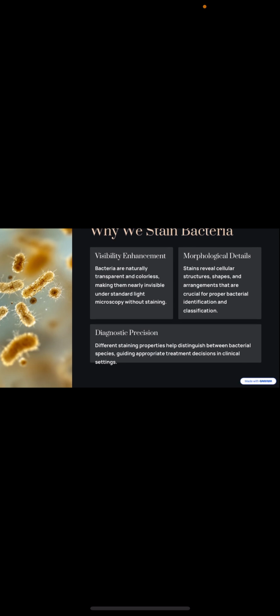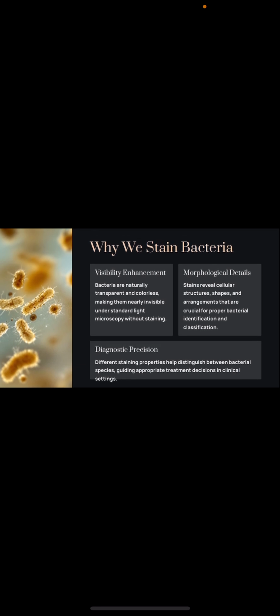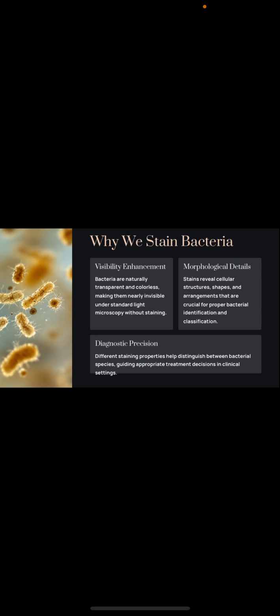So first of all, why we stain bacteria? The very first reason of staining a bacteria or any microorganism to view it under a microscope, whether it's a bacteria, whether it's a virus or any other microorganism, is that bacteria are naturally transparent and colorless. Visible enhancement, to enhance its visibility, we stain certain microorganisms. Moreover, we really need to keep this thing in mind that bacteria are naturally transparent and colorless, making them nearly invisible under standard light microscopy without staining.